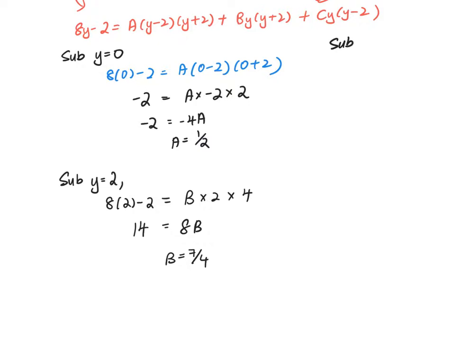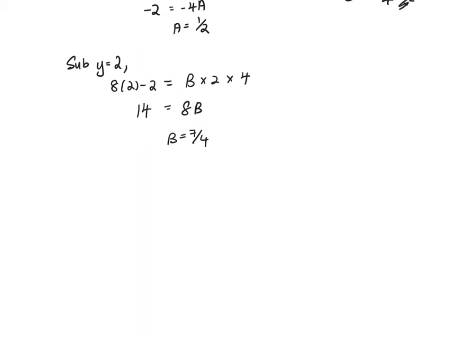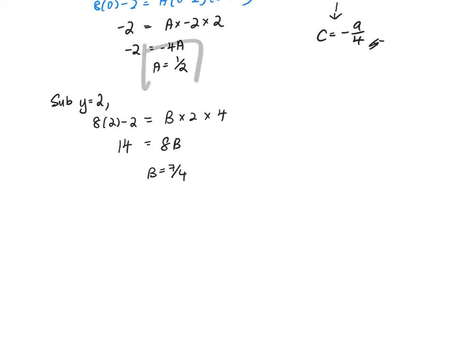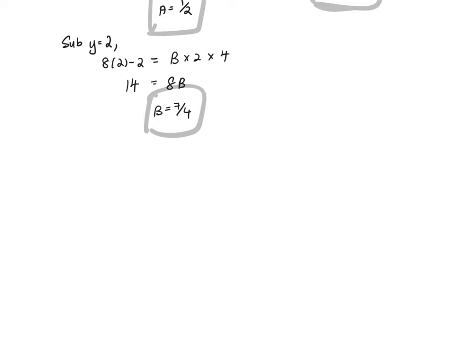Last but not least, I will leave you to solve for C. We just substitute y = -2, and hope you can get the answer that C is -9/4. Finally, with our answers A, B, and C, your answer will turn out to be the partial fraction form of (8y - 2)/(y^3 - 4y).